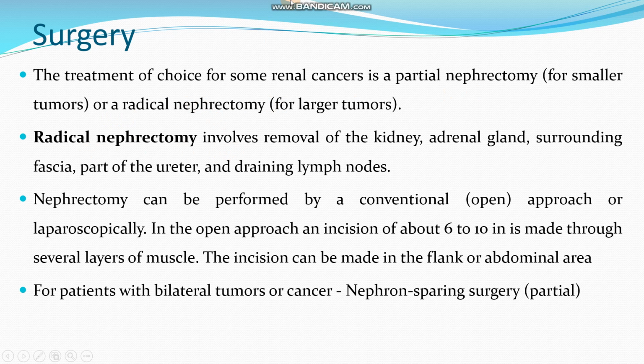Radical nephrectomy involves removal of the kidney along with the adrenal gland, the surrounding fascia, as well as the ureter and draining lymph nodes. All these things will be taken out. Nephrectomy can be done in two ways, open or conventional method, or laparoscopically. Nowadays, laparoscopic surgery is commonly used. When we use the open approach, an incision of about 6 to 10 inches should be made. That is, several layers of muscles should be cut. The incision can be over the flank or abdominal area. Very difficult.